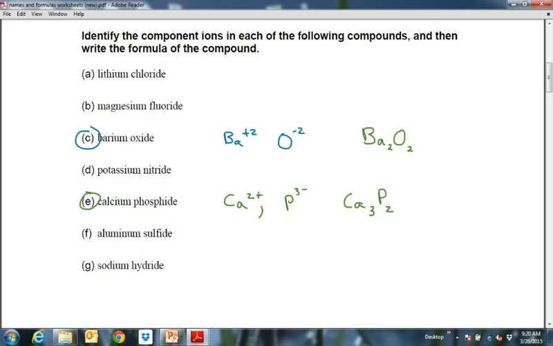Here's the deal. If you ever get in that situation, we're not done yet. Because if you ever get a situation where you have these whole numbers, these subscripts, that you can divide by another whole number to reduce it, you have to do that. So I think it was like Carmen was saying, the real formula for barium oxide is BaO, okay? So you can crisscross, but keep a lookout for that.